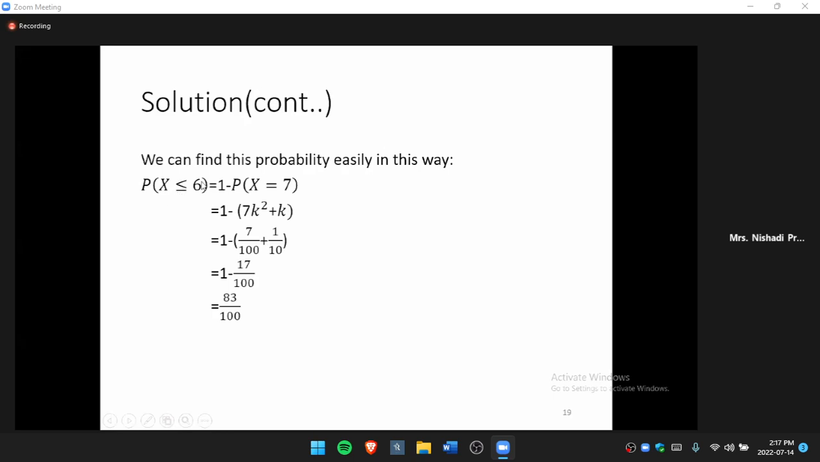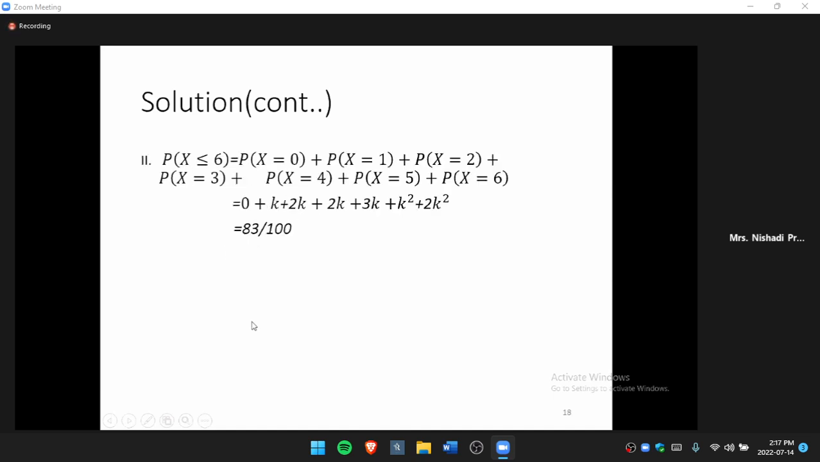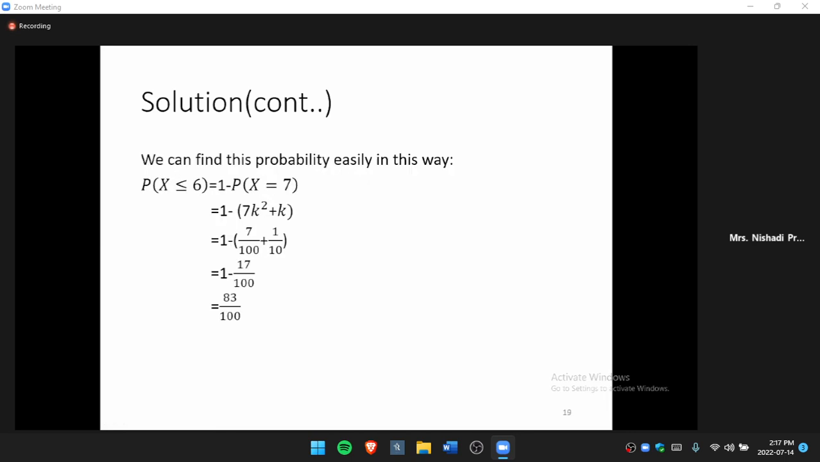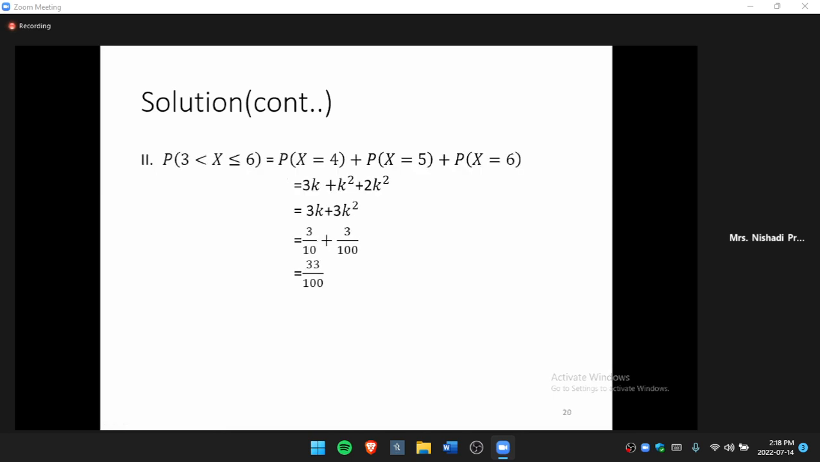Probability of x less than or equal to 6 is equal to 1 minus probability of x equals 7, because that is the only probability that we didn't consider in this inequality probability. So 1 minus P of x equals 7, 1 minus 7k squared plus k. Finally, you will have 83 upon 100. Both answers should be the same, right? The answer cannot be different. So using that method also, we can easily find the required probability. Did you understand that? Yes or no?